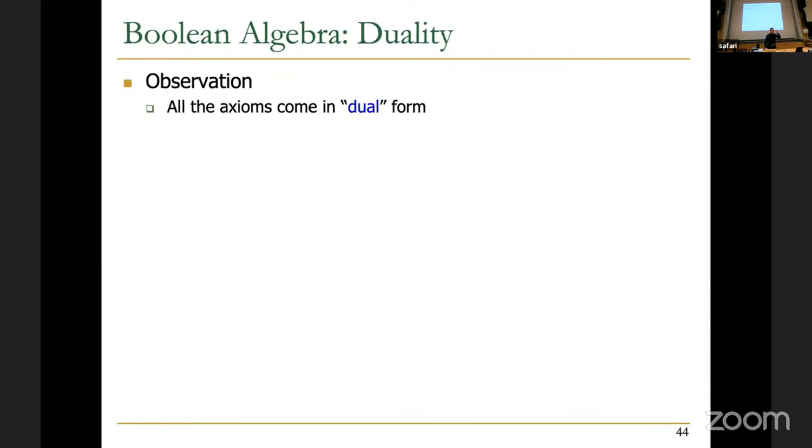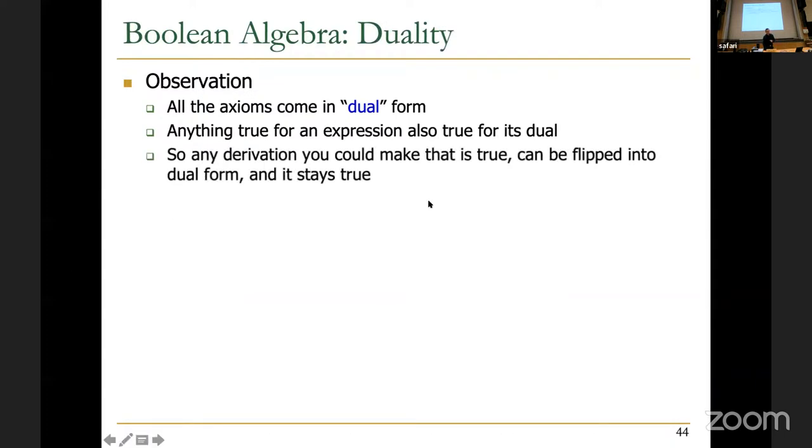Duality is all of the axioms come in dual form, actually. This is useful for transformations, as I said. Anything true for an expression is also true for its dual. So any derivation you make that is true can be flipped into a dual form. So let's take a look at this dual form.